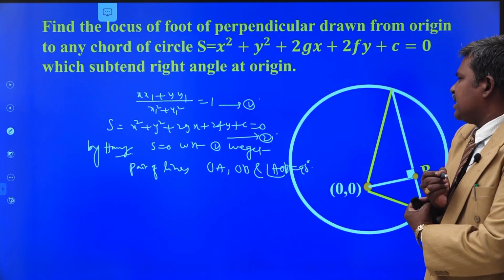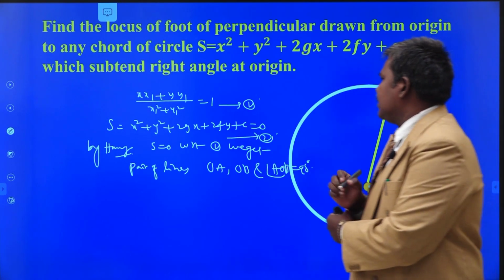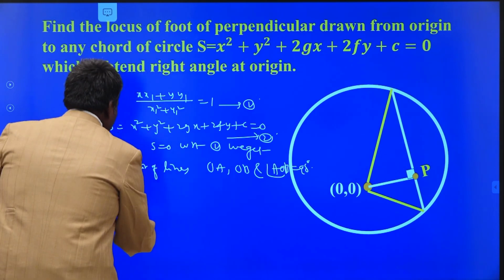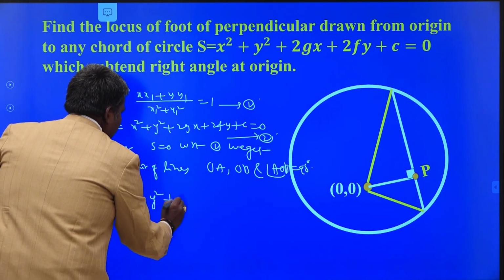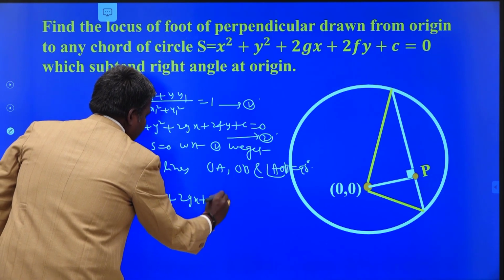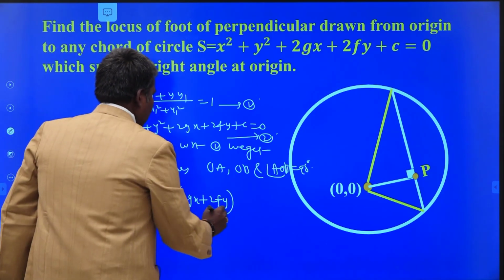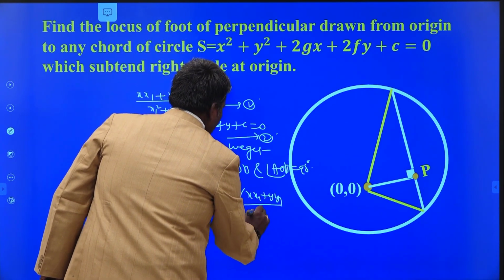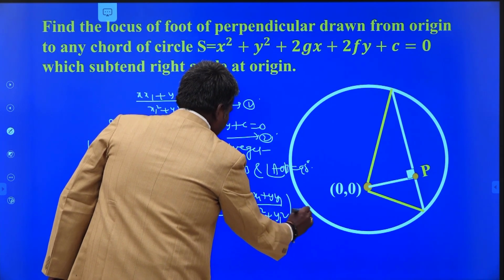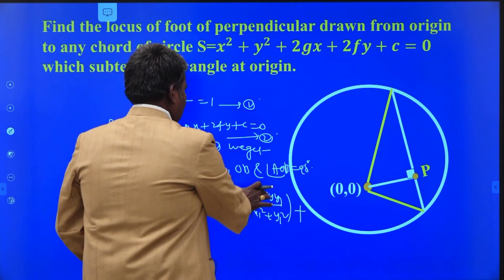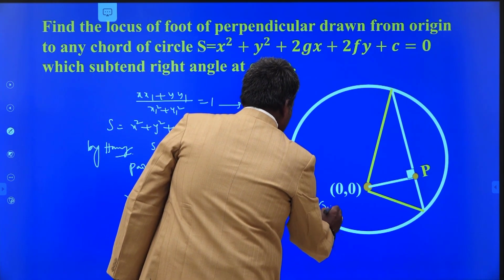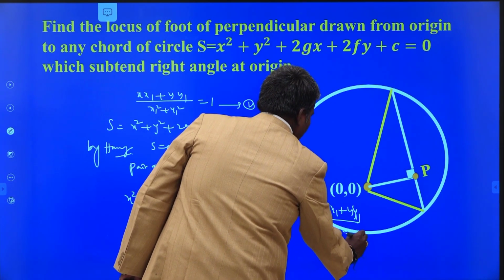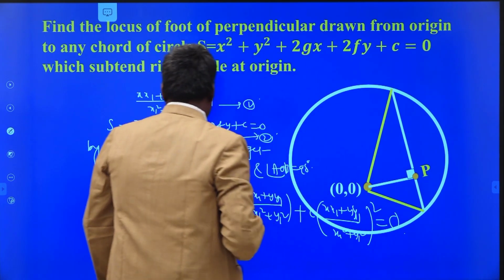Now let us homogenize the curve with respect to the line. Instead of x and y in the linear terms you multiply with 1, and instead of c you write 1 square. So I am writing x square plus y square plus 2gx plus 2fy into 1. Instead of 1, what do you write? xx1 plus yy1 by x1 square plus y1 square, plus c into xx1 plus yy1 by x1 square plus y1 square, the whole square, is equal to 0. Already you know this method very well.